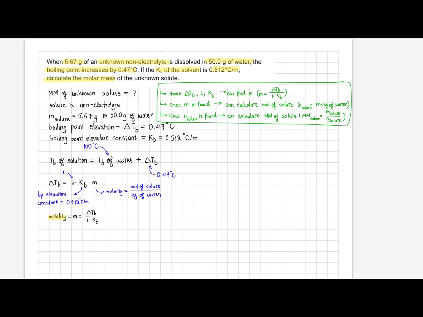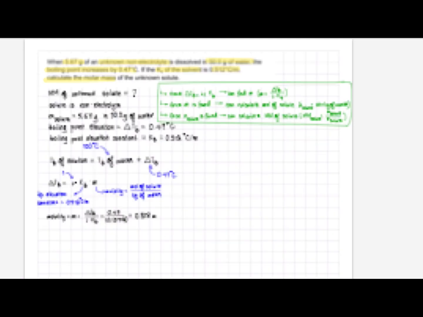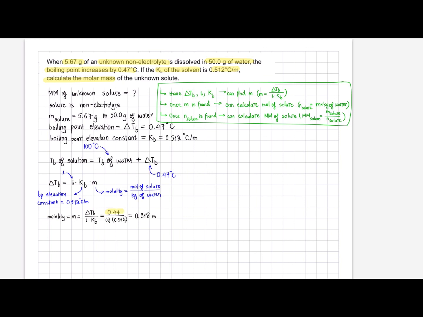Again, molality is calculated by taking delta Tb divided by i times Kb. That's going to be 0.47 divided by 0.512 times 1. That's going to give 0.918 molal.